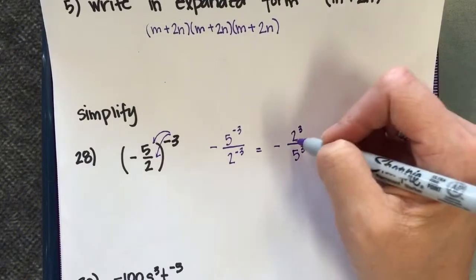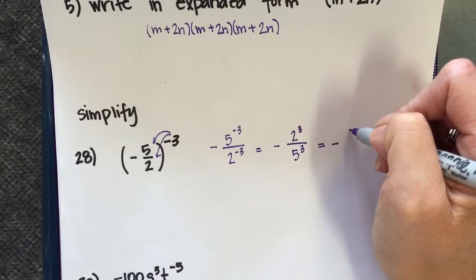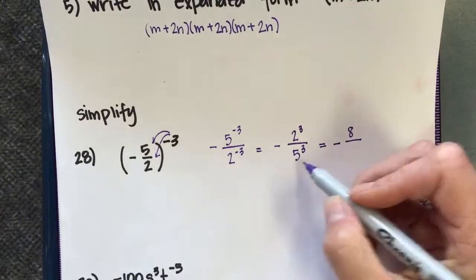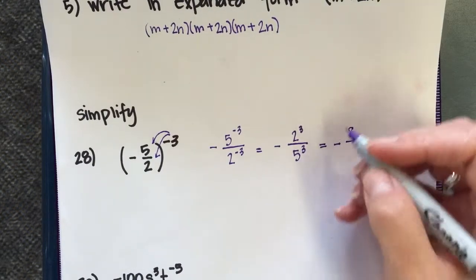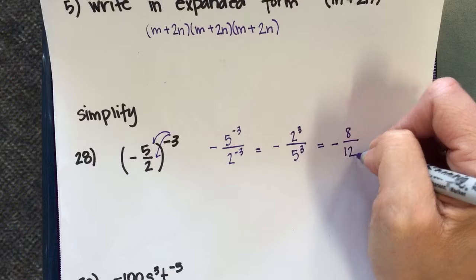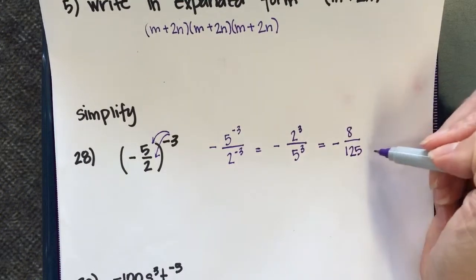So now we have negative 2 cubed. 2 times 2 times 2 is 8. Over 5 cubed, 5 times 5 times 5 is 125. And that doesn't reduce any further.